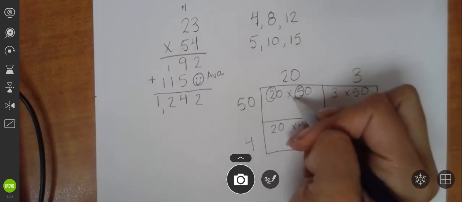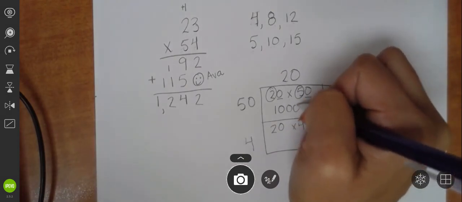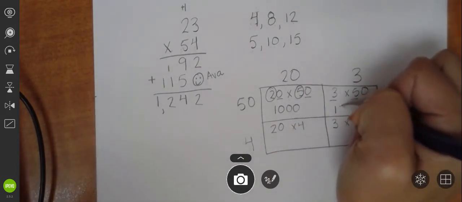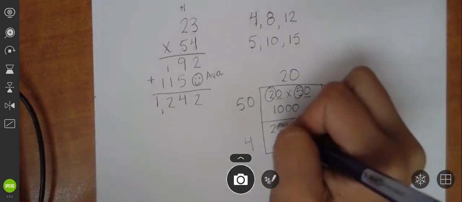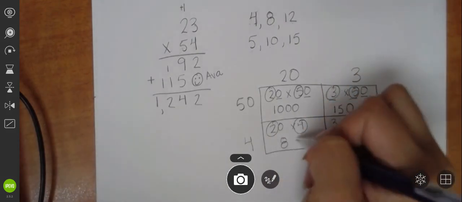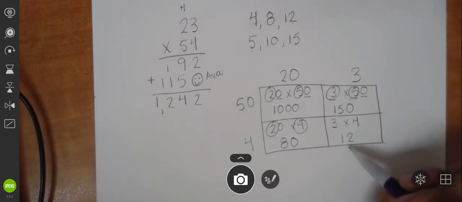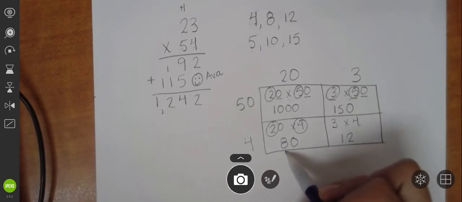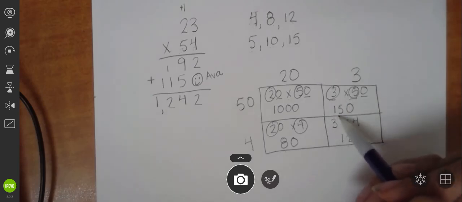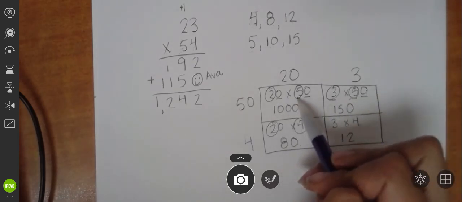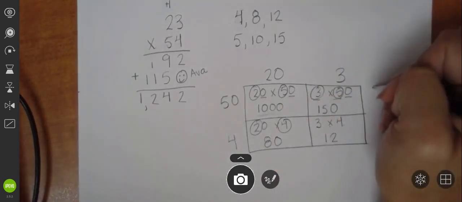2 times 5, 2 por 5 equals 10. Then I have 2 zeros after it. 3 times 5 is 15 with 1 zero after it. 2 times 4 is 8 with 1 zero. 3 times 4 is 12. 3 por 4 igual 12. 2 por 4 igual 8, 1 zero. 3 por 5 igual 15, 1 zero. 2 por 5 igual 10, 2 zeros.